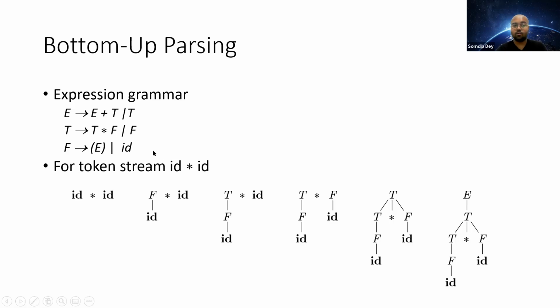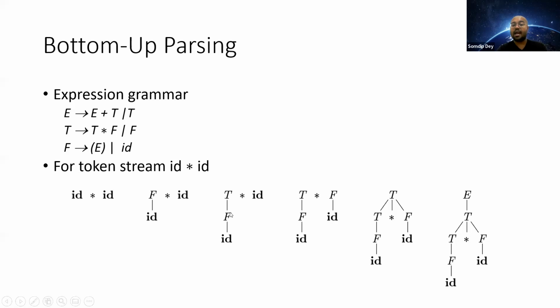Given these production rules, if the input string consists of ID star ID, the way you perform bottom-up parsing is that you choose the left-hand side of the string, which is the ID, then you use the production rule which matches this ID, right? As we have seen, F produces ID, so we replace the ID with F produces ID.